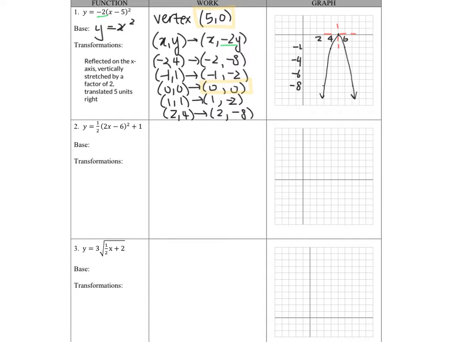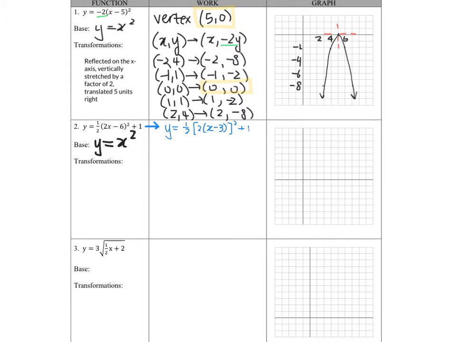Well, let's try the next example. It's another parabola. So again, our base function is y equals x squared. Before we state transformations, we're going to work on equivalent functions here. So what we're going to do is write this down as y equals half 2 x minus 3 squared plus 1.